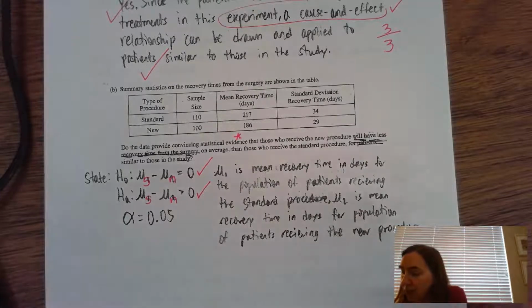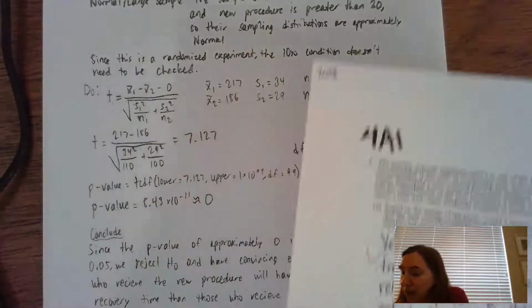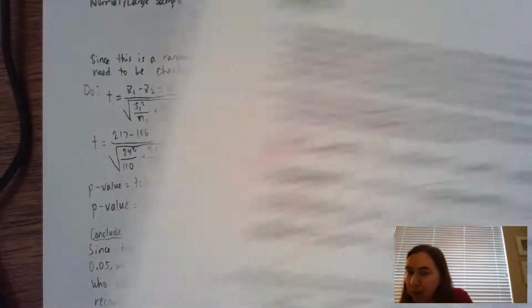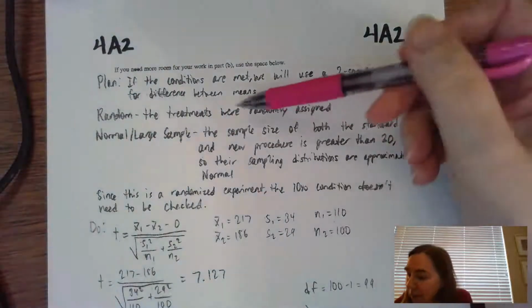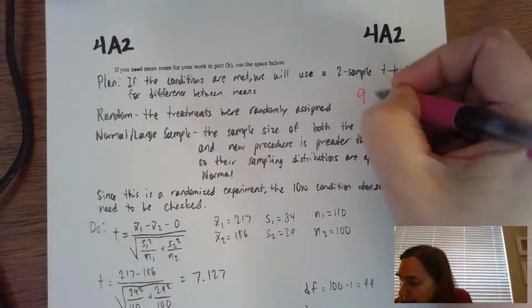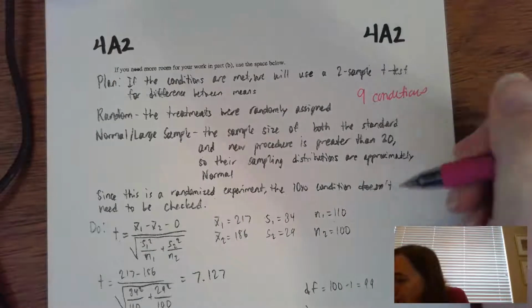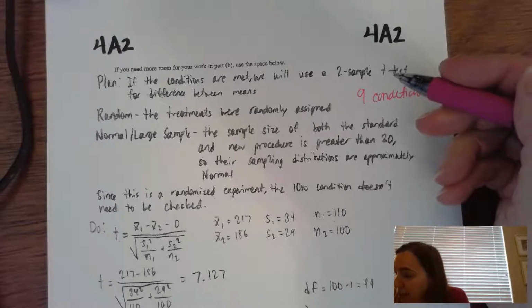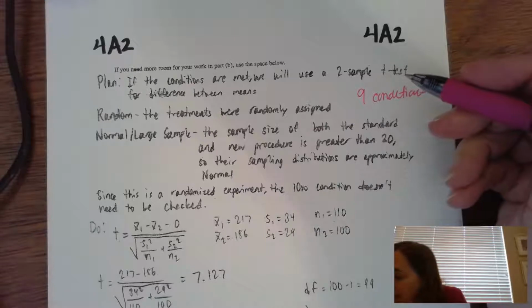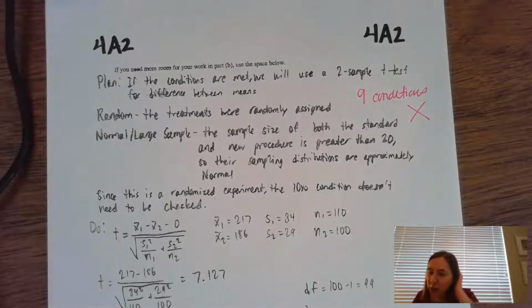The next thing I'm looking for, and they gave you plenty of room to write, is the conditions. This person, when they did their conditions, has random. What I'm looking for is 3 conditions to be checked, and I don't see enough here to show that. I also don't see the independent groups assumption, that the people in the group with the new treatment and the people with the standard treatment are independent of each other. I am not going to give them the credit for checking all the conditions for this particular problem.